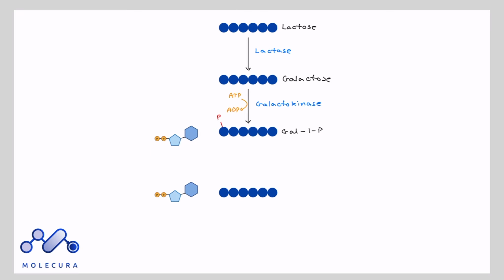Now the importance of this step is to keep the galactose inside the cell. Again, the same thing that happened with glycolysis and with fructose metabolism. We want to keep this galactose inside the cell, and the addition of this phosphate group, which is negatively charged, is going to keep this galactose inside the cell. After this galactose can be converted into glucose, and how does this happen is going to be our next step.